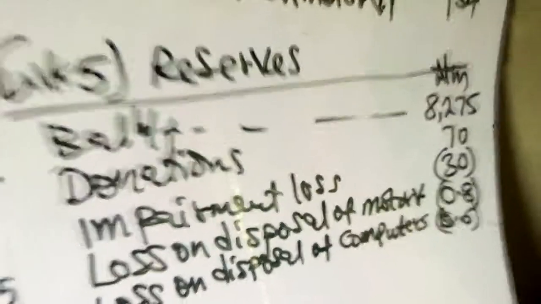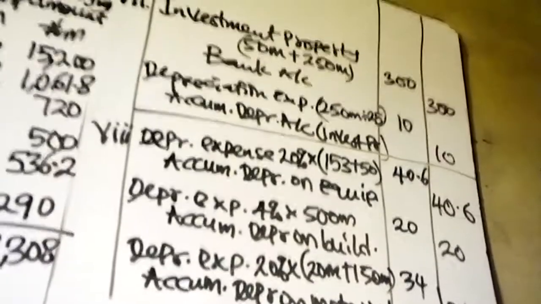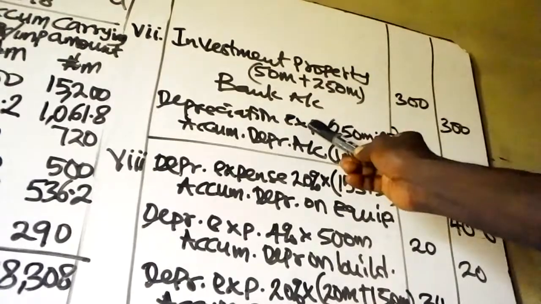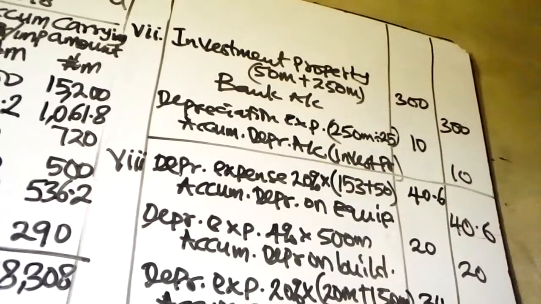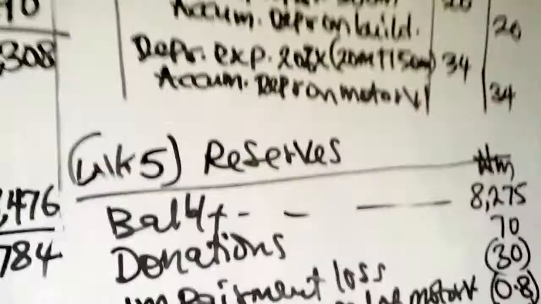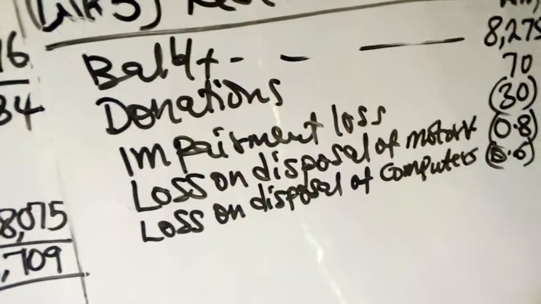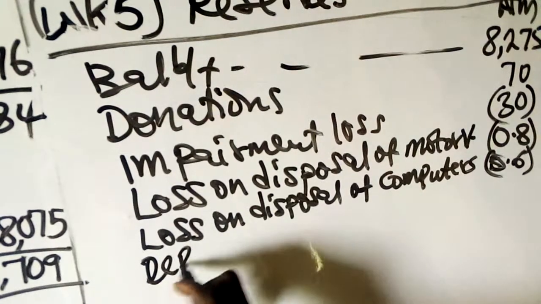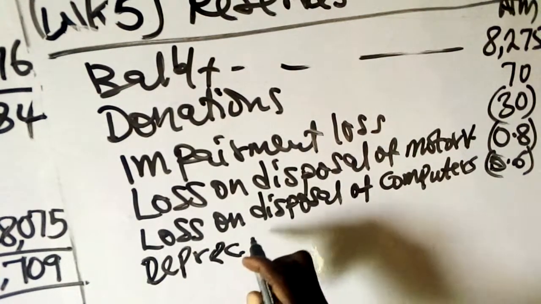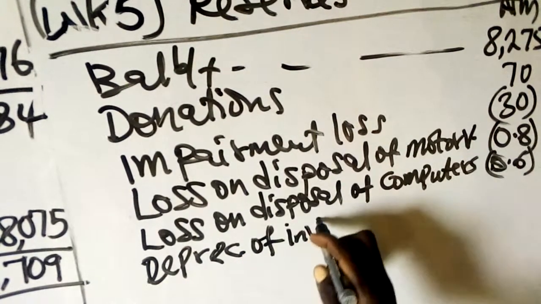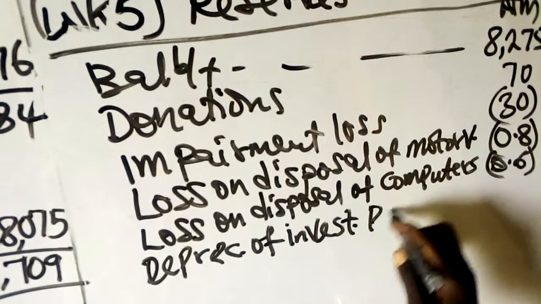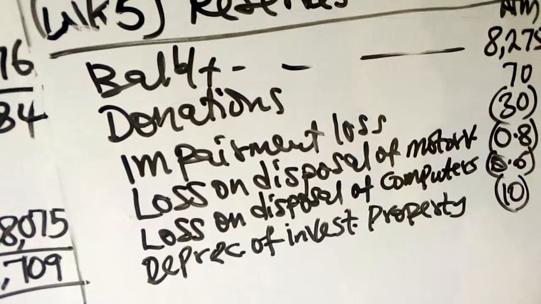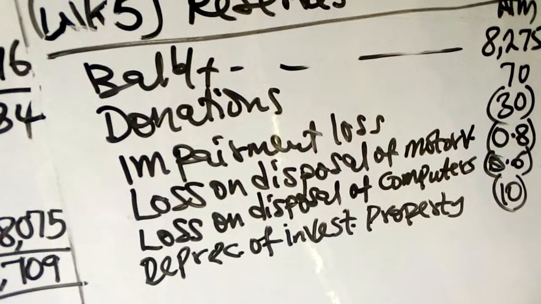Then note 7, we have depreciation of investment property. That is 10 million. Depreciation of investment property of 10 million. Depreciation should be expensed as well.